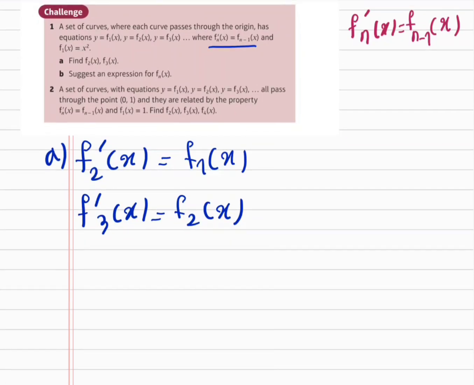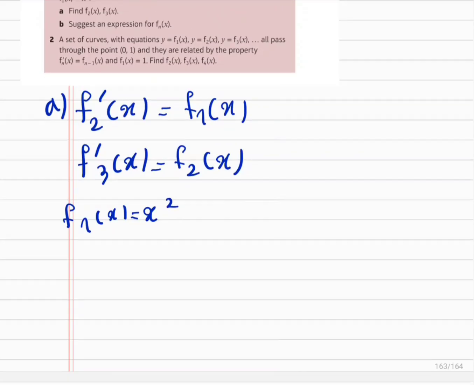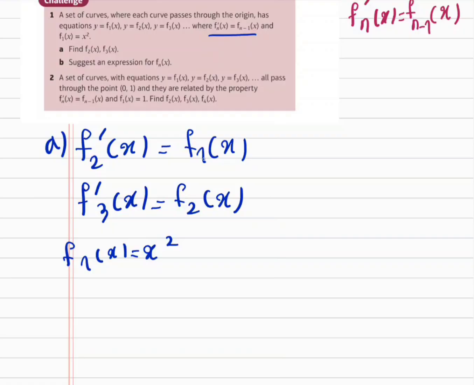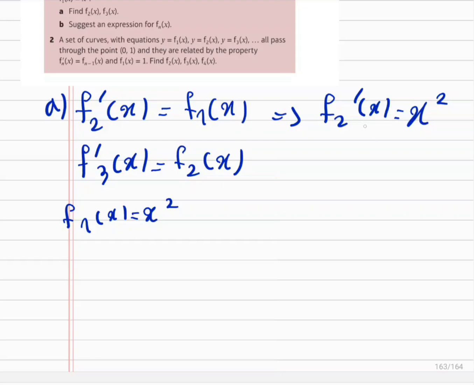And now we are given that the first function, f1(x), is equal to x squared. So in part A, we want to find f2(x). If we want to find f2(x), remember that we have f1(x), which is x squared. So let's substitute that here. If we substitute into f1(x), we basically have f2 dash x is equal to x squared. It's basically saying that the derivative of the second function is equal to x squared.